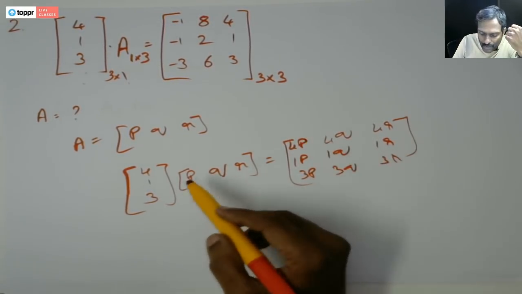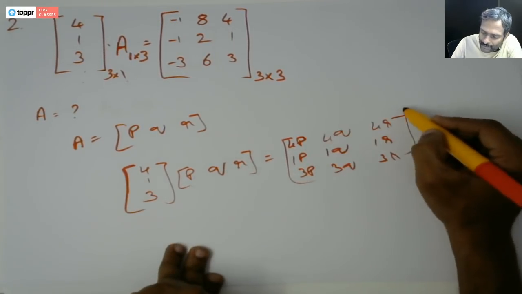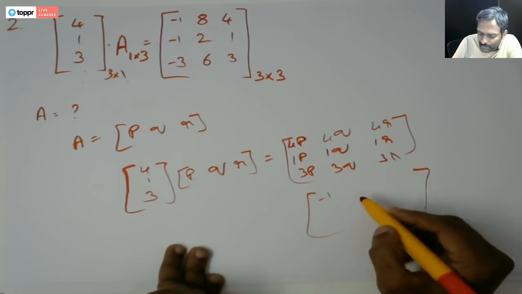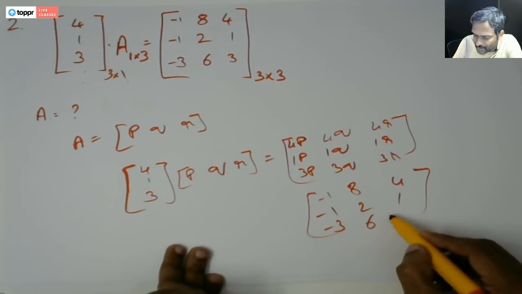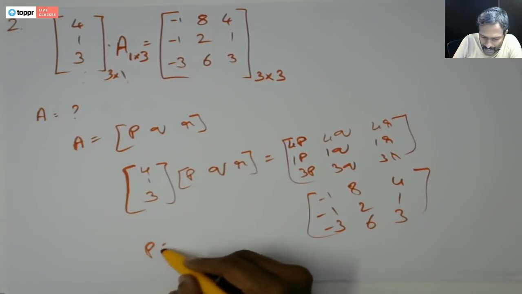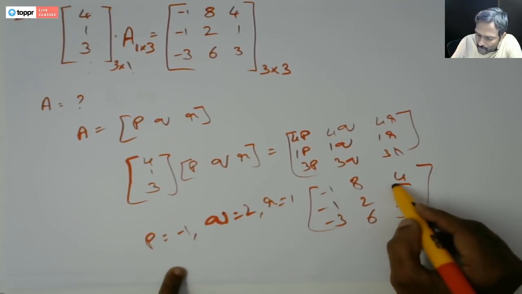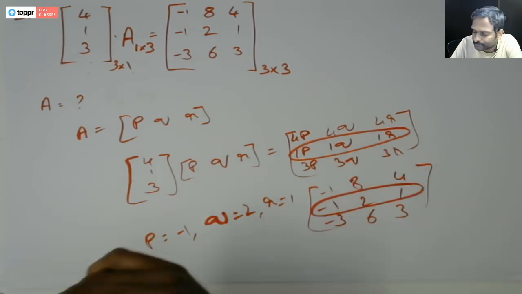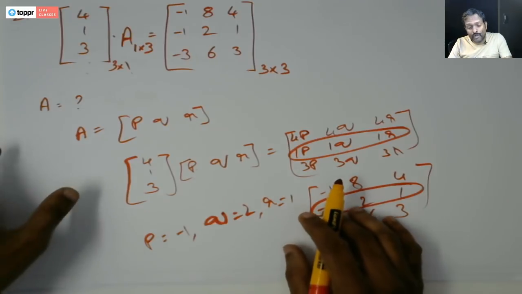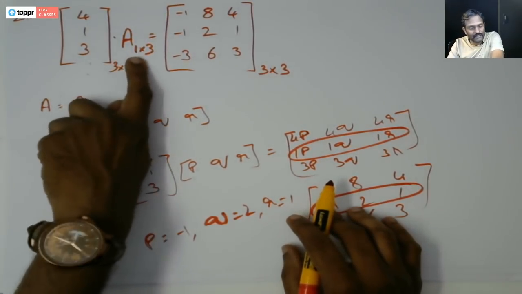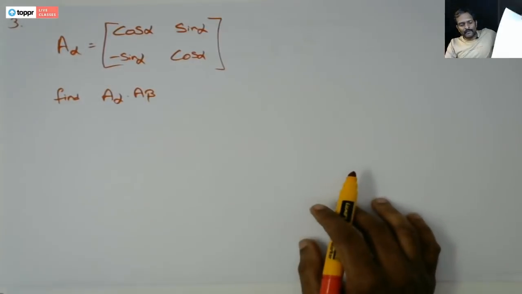So the values of P, Q, R are found by comparing this with our given product matrix 1, 8, 4, -1, 2, 1, -3, 6, 3, and you get the values of P as -1, Q as 2, and R as 1. So this is how you find out. You should figure out what the order of the matrix should be. If you don't figure this order out, you are never going to get this question.